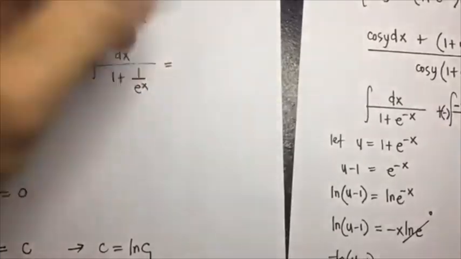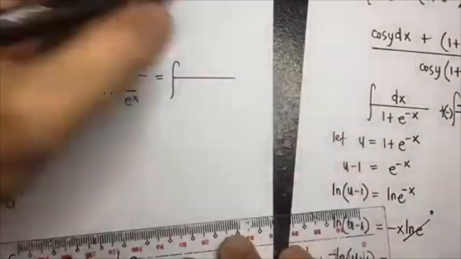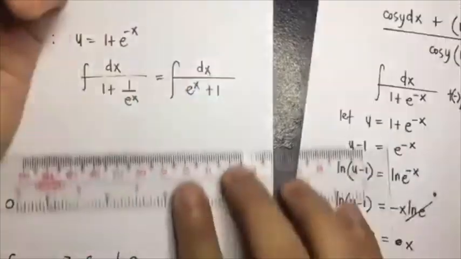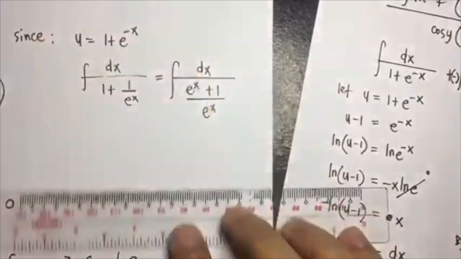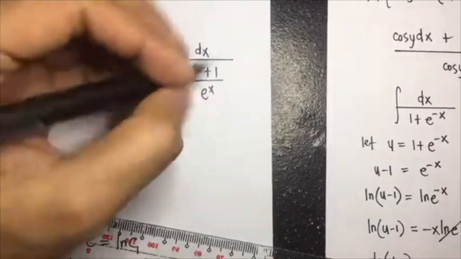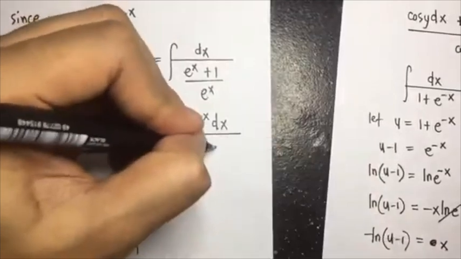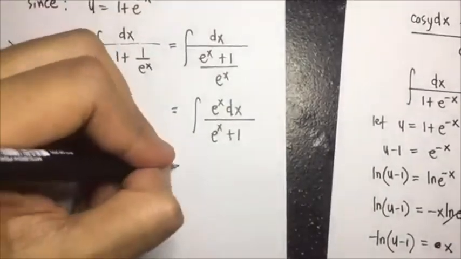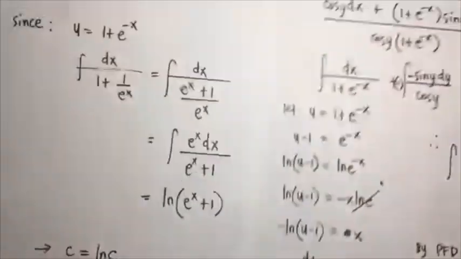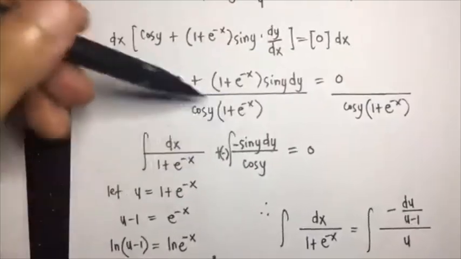Then we can add the denominator, integral of dx over e to the x plus 1 over e to the x, right? Simplifying that, multiplying by the reciprocal of the denominator, it will become integral of e to the x dx over e to the x plus 1, which is basically ln of e to the x plus 1. So we could have avoided that lengthy solution for the integration of the first term.